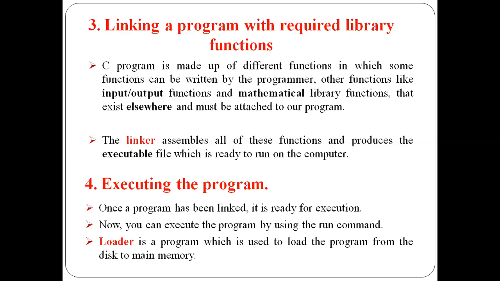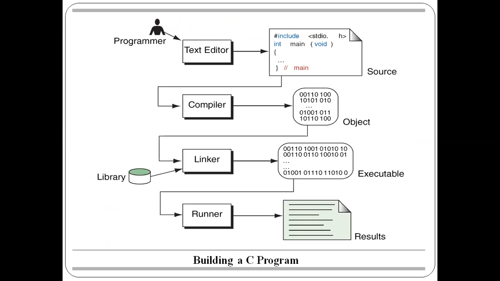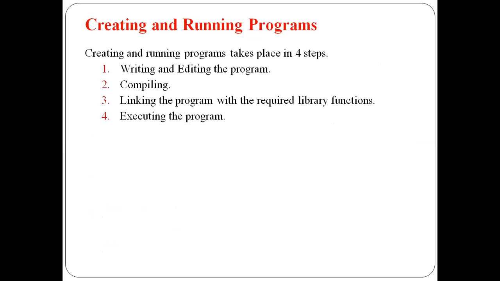So once we link a program with the required library functions, it becomes the executable code. Then with the help of the loader, we execute the code and we get the result. These are the 4 steps that we need to do in order to create and run programs. So the 4 steps are writing and editing the program, compiling the program, linking the program with the required library functions, and executing the program. I hope it is clear for you.